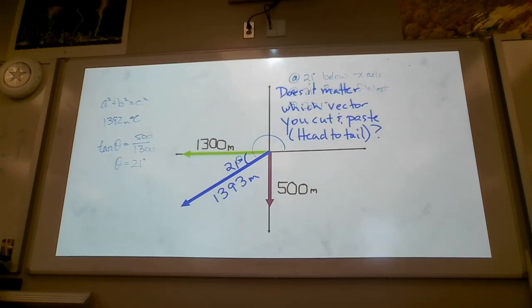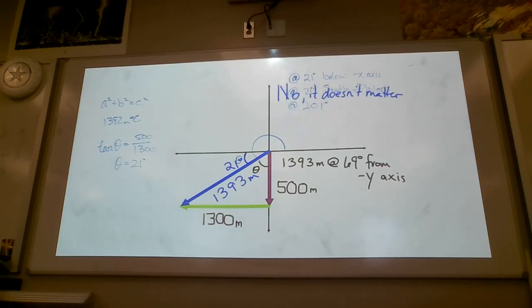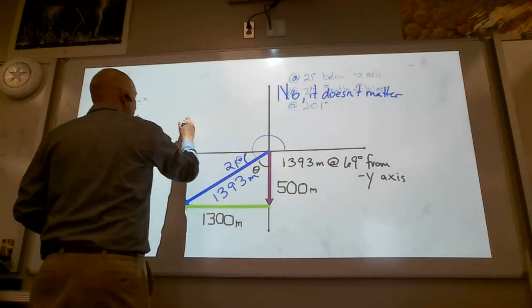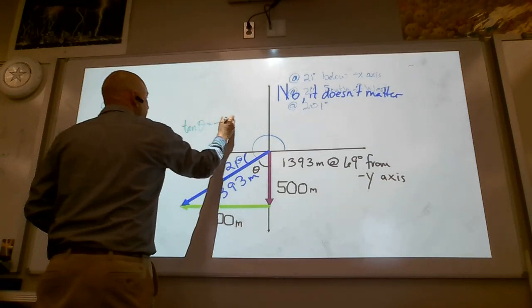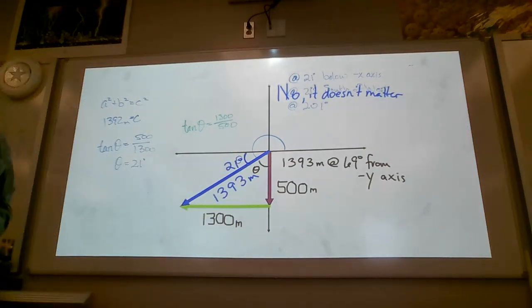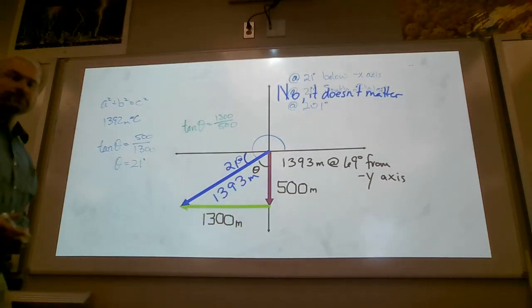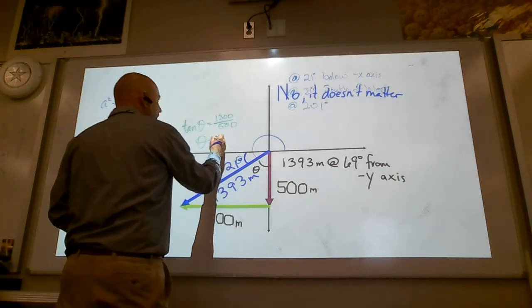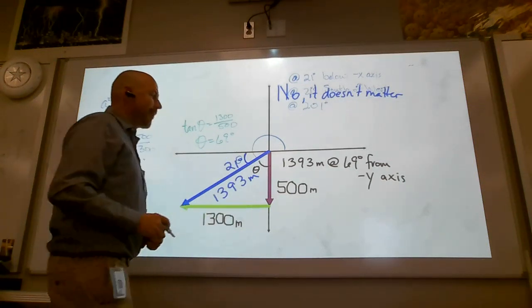Okay. If I move the green, I get the same resultant. But my tangent now becomes 1300 over 500. Does that make sense? You're like, oh, how is that the same? Well, you get 69 degrees.